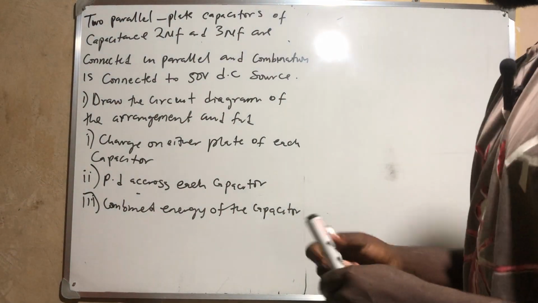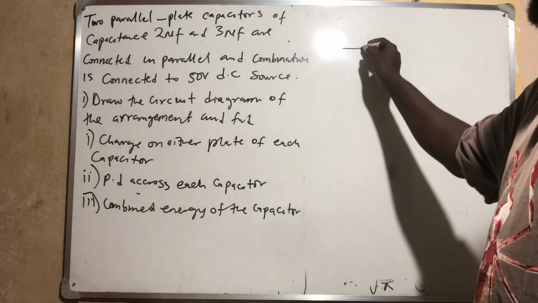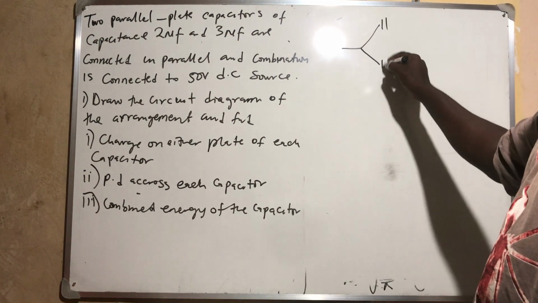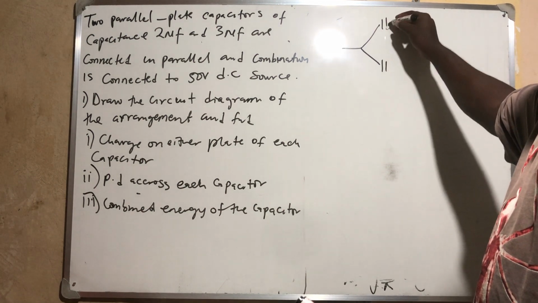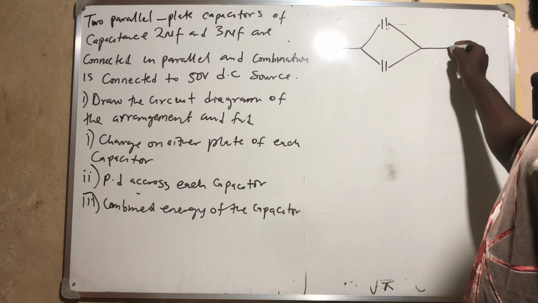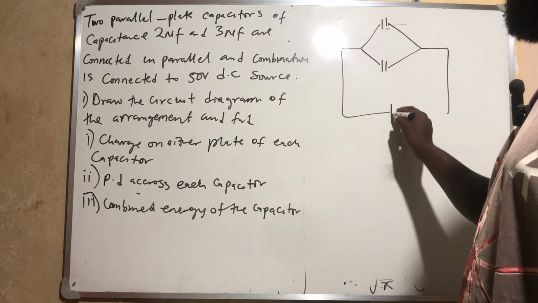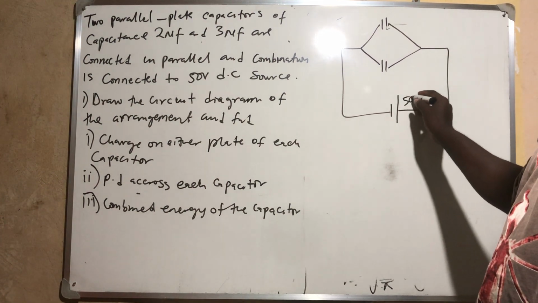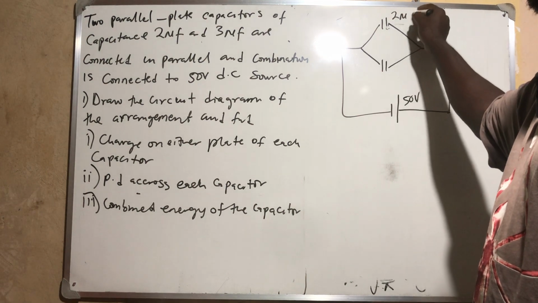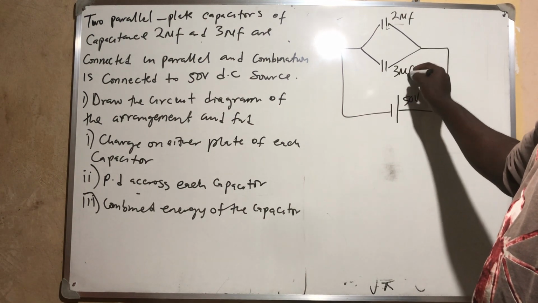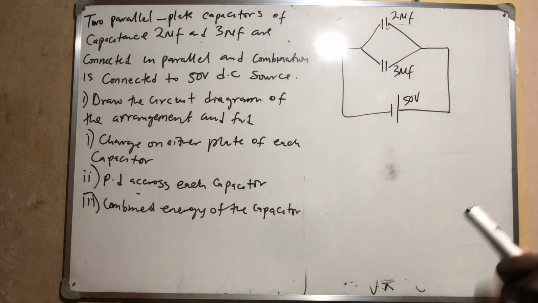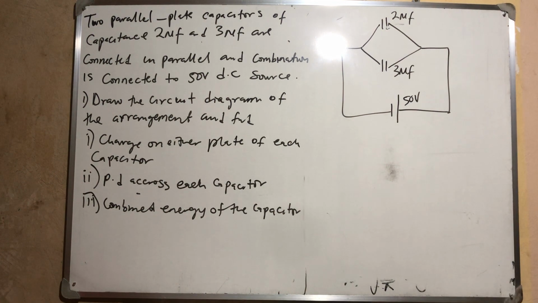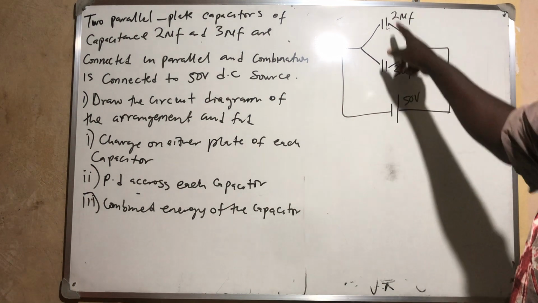So first of all, let us draw it. Drawing it, they are in parallel. So I'll have just something like this. They are just two. So I have that they are connected by 50 volts. And the first one here is 2 mu farad. The second one is 3 mu farad. You are done drawing it. So the next thing they say, we should calculate the charge on them. Now, when they are in parallel, parallel means that the potential difference across them are the same.